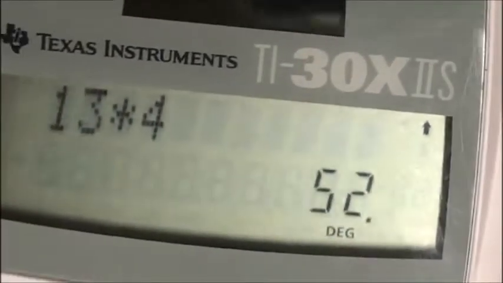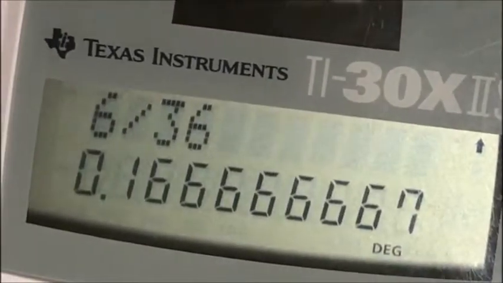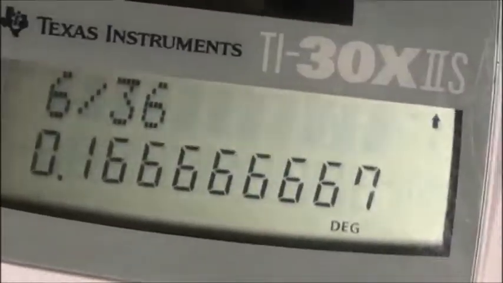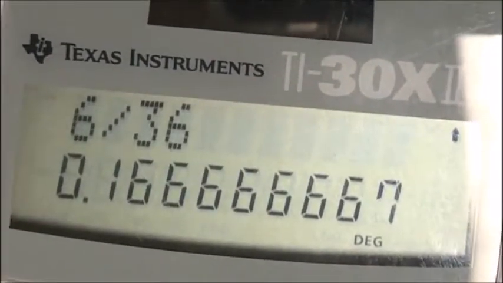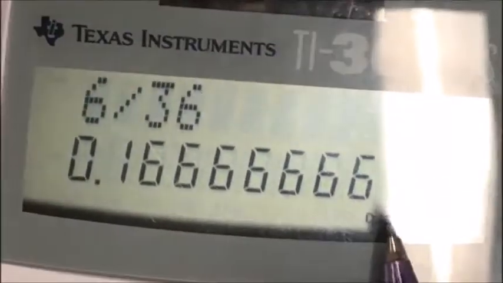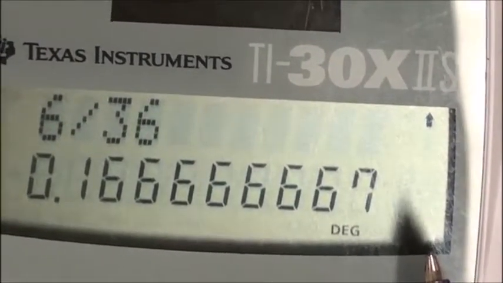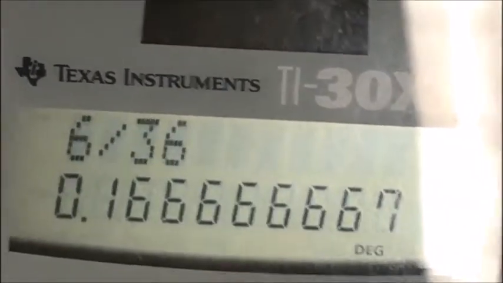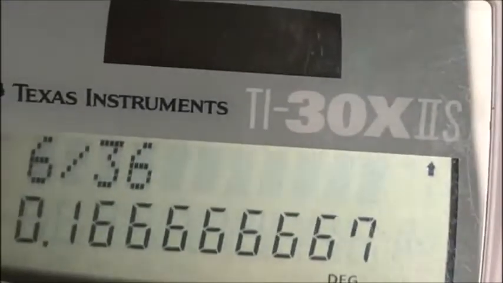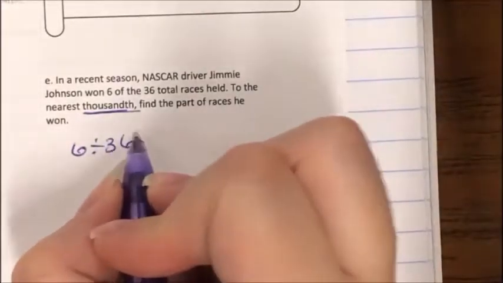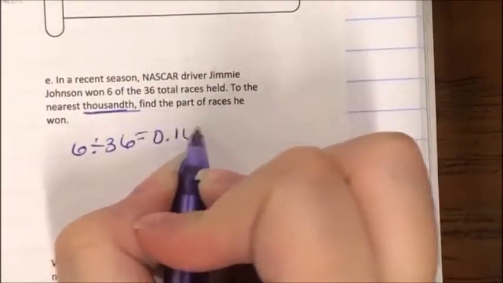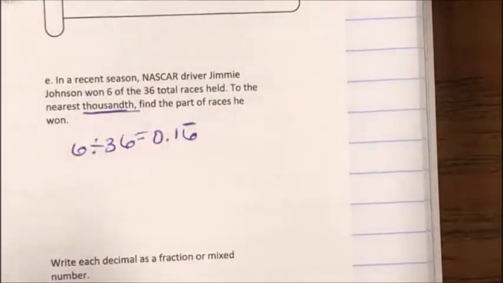So I'm going to take my calculator, 6 divided by 36. That gives me 0.16666, and it repeats on forever. Notice the 7 here at the bottom means I probably rounded up at some point. The calculator rounded up for me. So I want to round to the nearest thousandths. So this is 0.16 with the 6 repeating, right?